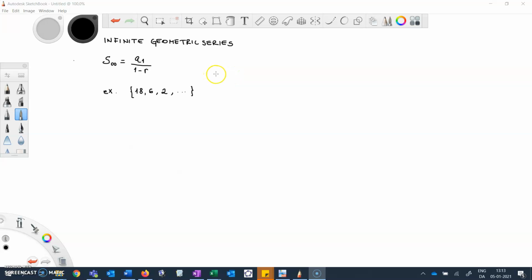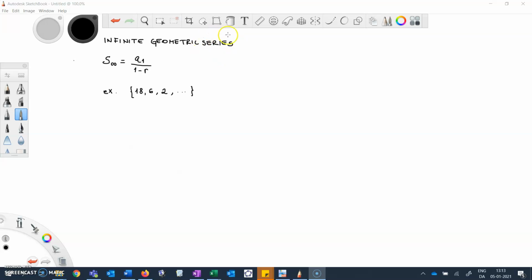I want to present you some examples. So let's assume that we have a geometric sequence like this one, 18, 6, 2, and this sequence has many more terms that we don't see here, all right? And we want to calculate the sum of the infinite geometrical series.